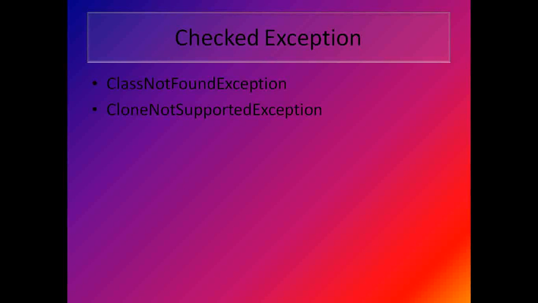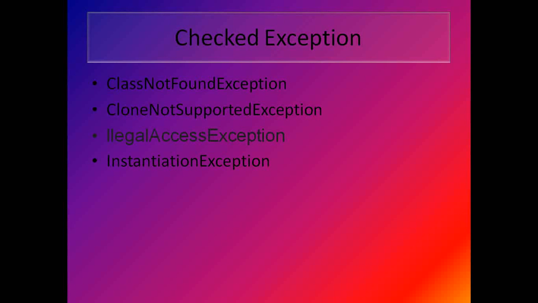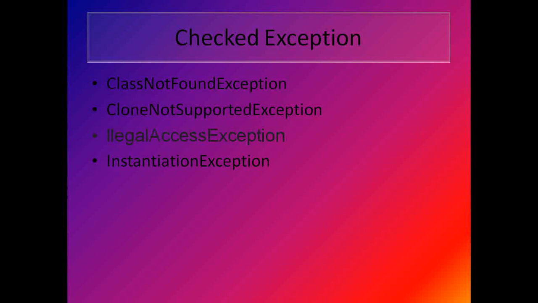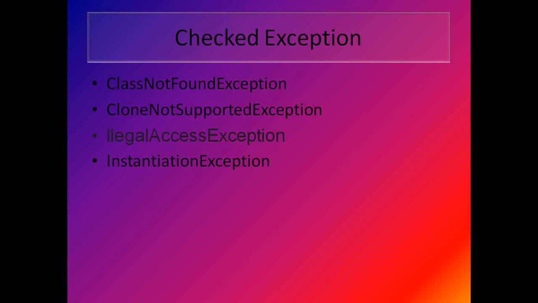Then let's have a look at the unchecked exceptions. ArithmeticException: for example, when you try to divide a number by zero or any other numerical error occurs, that error is made into an object. That object we call ArithmeticException, and it is handled by the Java runtime environment. Then ArrayIndexOutOfBoundsException.